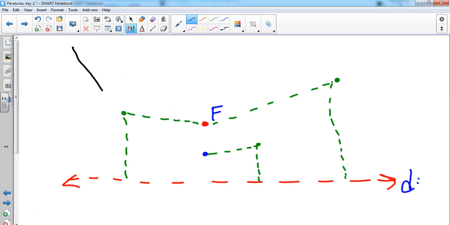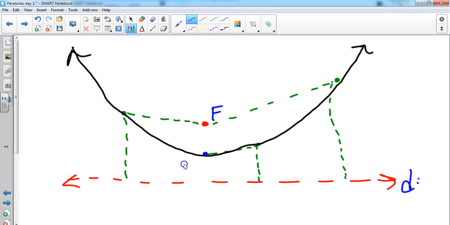All the points that are equidistant, that wasn't bad, give me a break, okay, would make a parabola. All the points on here are equidistant from this line as they are from this point. Now that point's not the vertex of the parabola. Does everybody see that? That's the focus, okay? This is called the focus point.